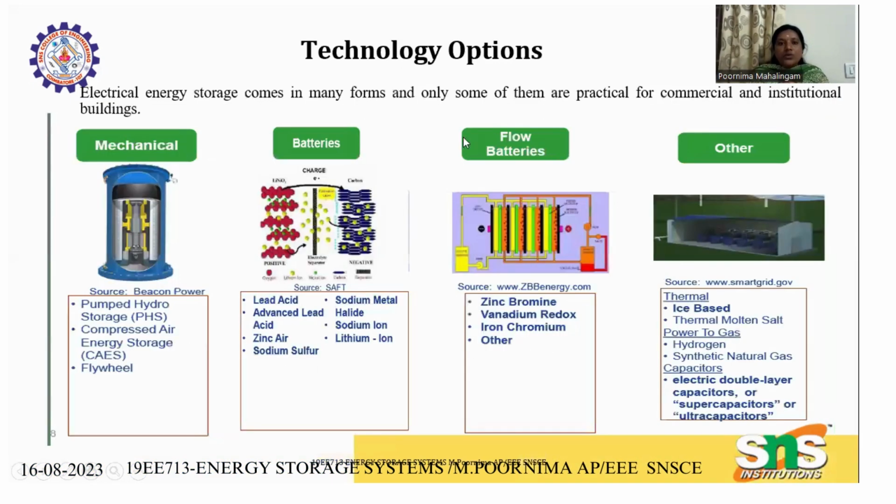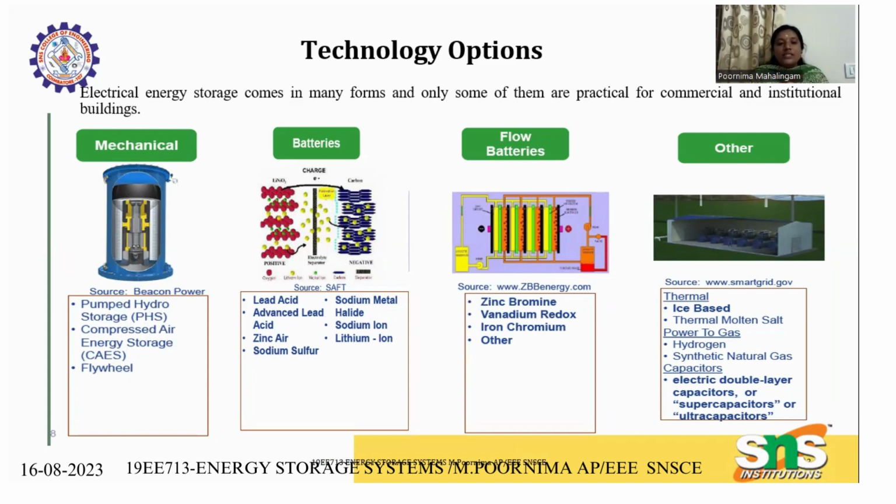Okay. Now, what are the technological options we have? We have many technological options. Energy storage comes in many forms, but only some are practical for commercial and industrial buildings. We have four main parts. One is mechanical, where the energy is stored in mechanical form: pumped hydro storage systems, compressed air energy storage systems, and flywheel energy storage systems. This is how electrical energy is stored in the form of mechanical energy.